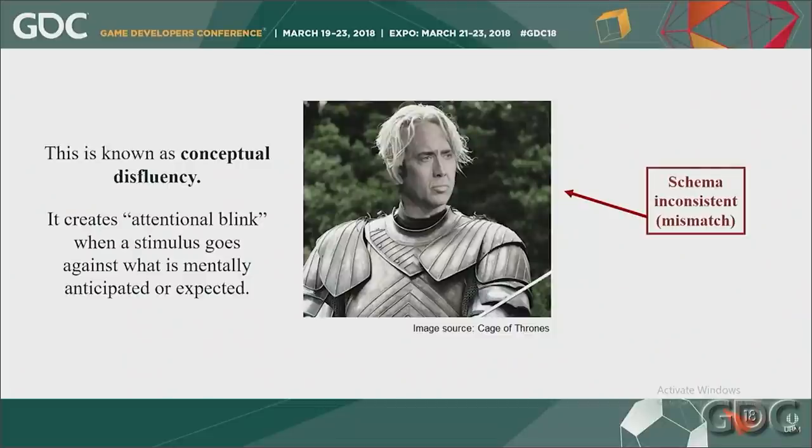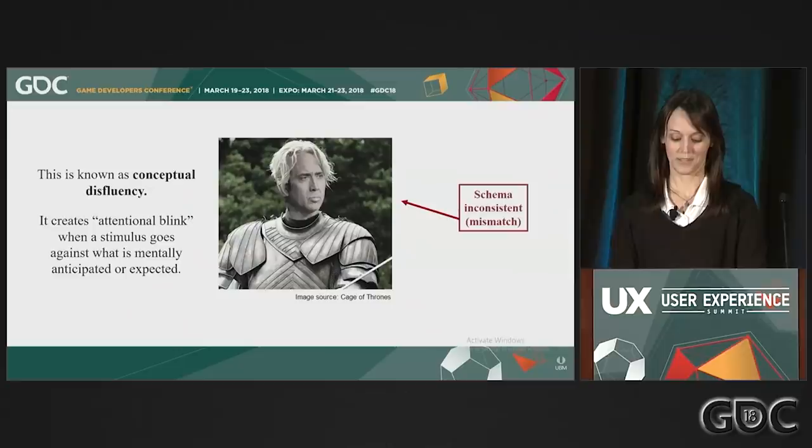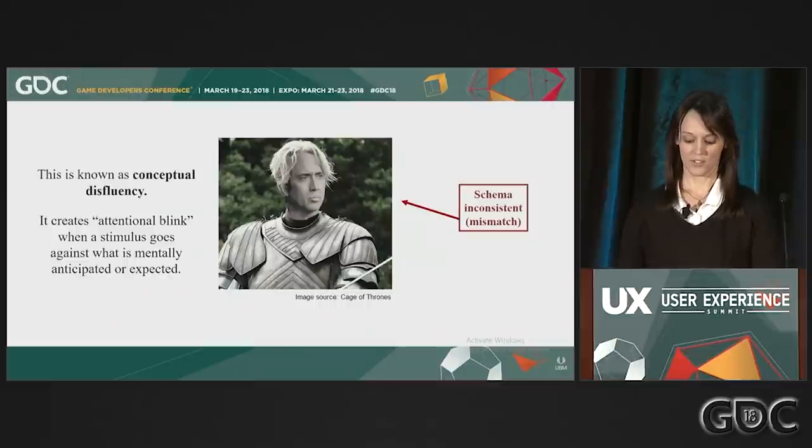This is something called Cage of Thrones, which is just a Google click away. And most of the major characters from Game of Thrones are photoshopped with the head of Nicolas Cage on instead. And to each their own. The thing about Cage of Thrones that's interesting is that Nicolas Cage doesn't really belong in Game of Thrones at all, and it creates a very profound attentional blink.